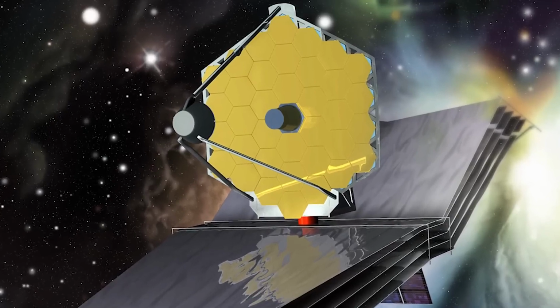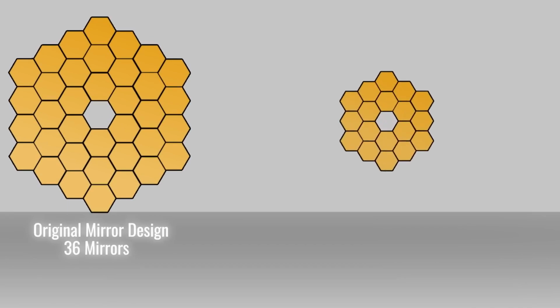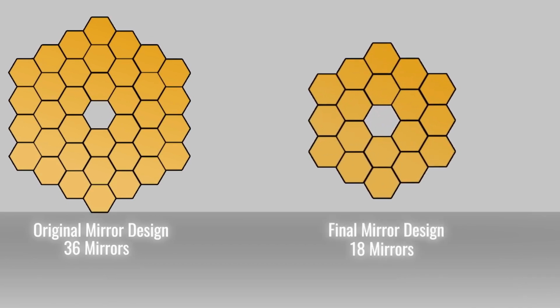So the original design actually had 36 individual mirror segments that made up the primary mirror. Now you notice what we actually ended up flying was just 18 segments. So that's a pretty big reduction. The other thing was the original design had us at 8.5 meters in diameter. Again, we ended up flying about 6.5 meters.